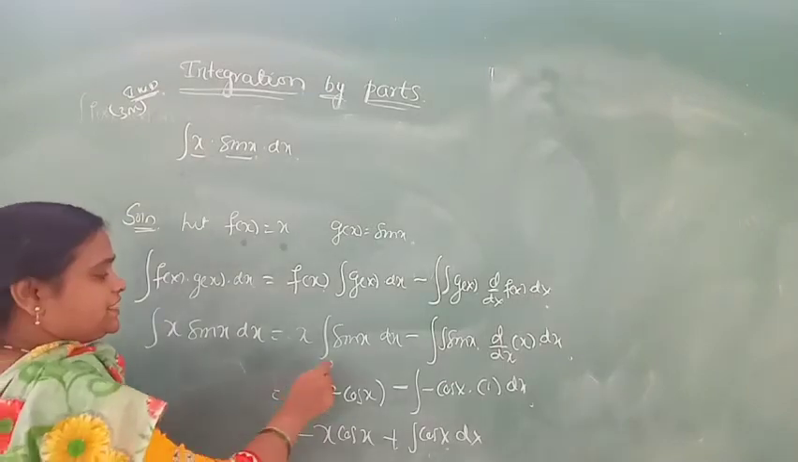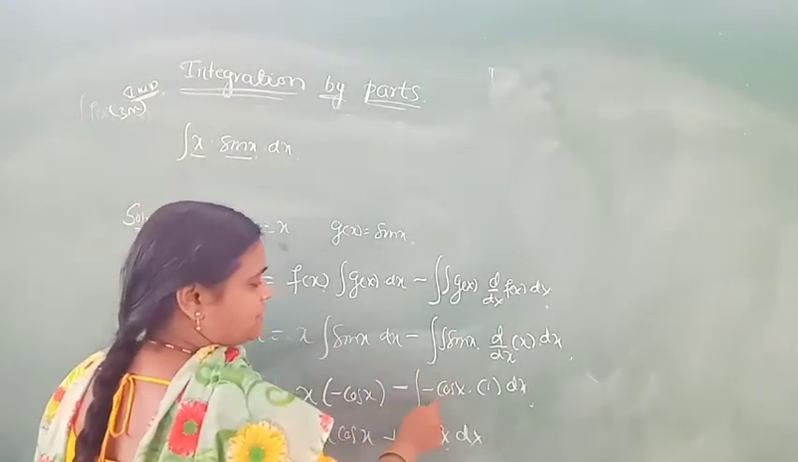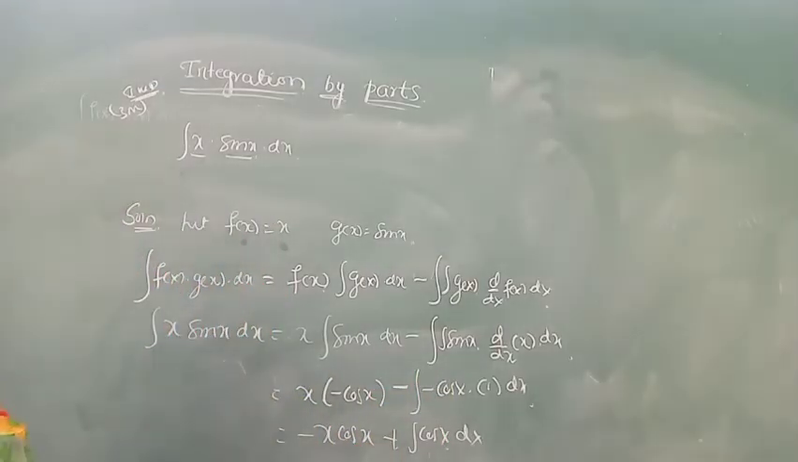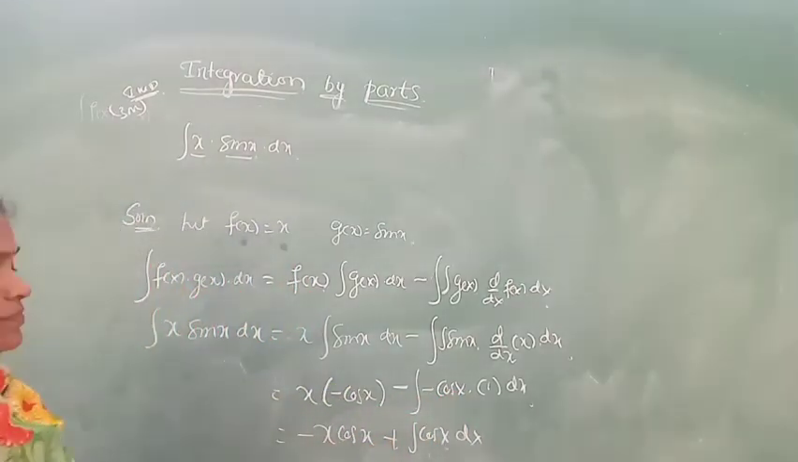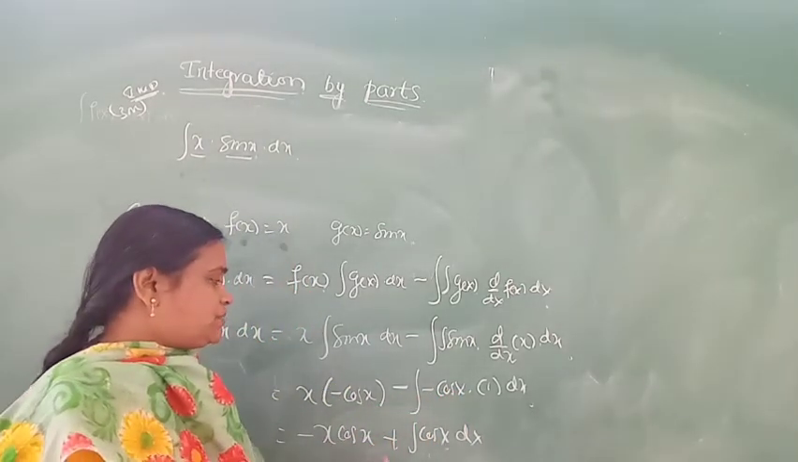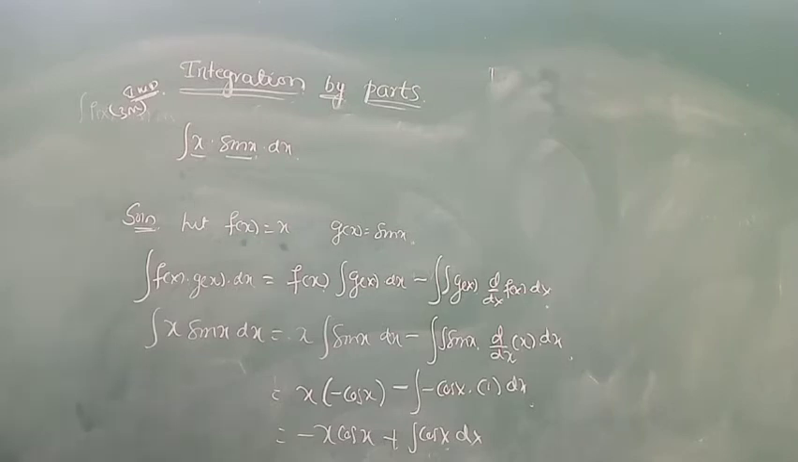x as it is, integration of sin x is minus cos x; minus, as it is, integration of sin x is minus cos x, differentiation of x is 1. Minus into minus becomes plus. Therefore, we can write minus x cos x plus integration of cos x. Integration of cos x is sin x. This is how we can solve the example by using the integration by parts method.